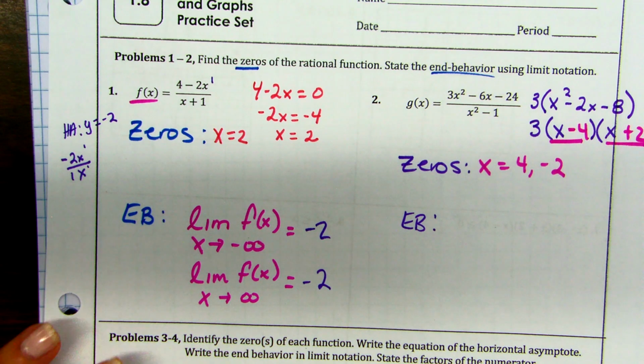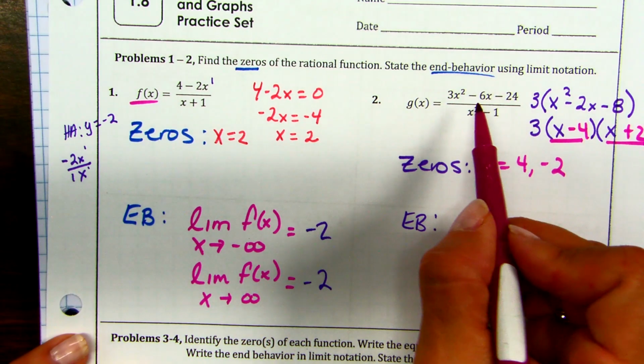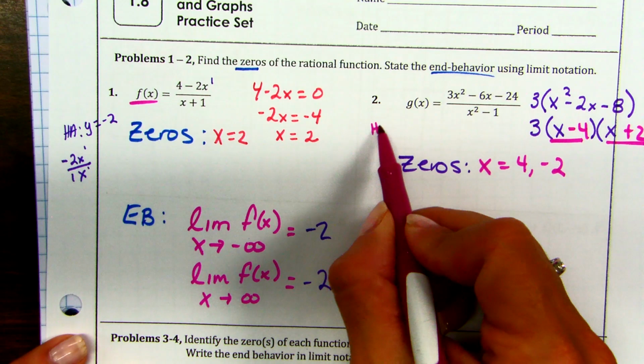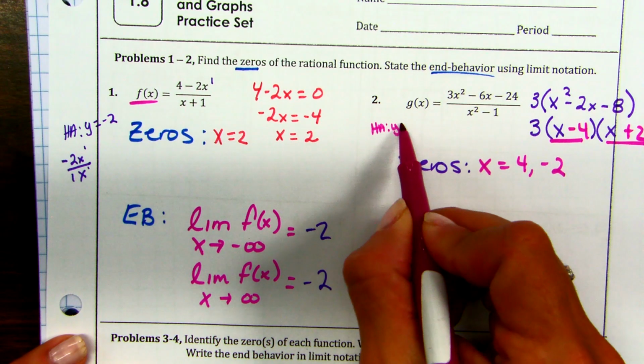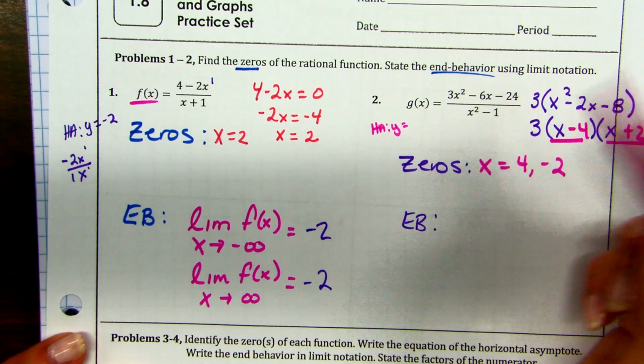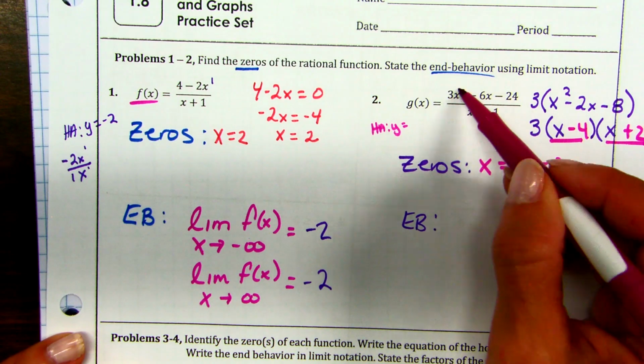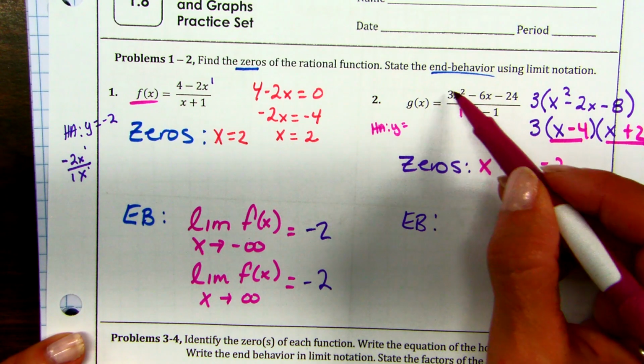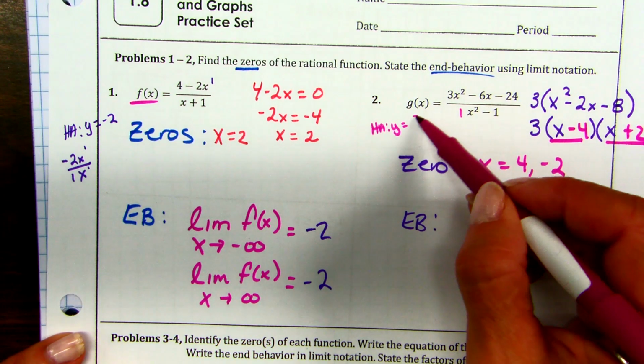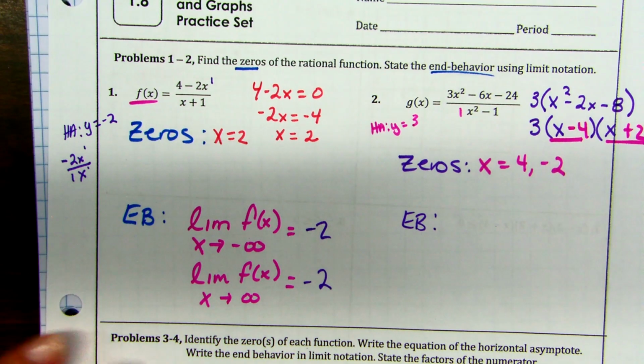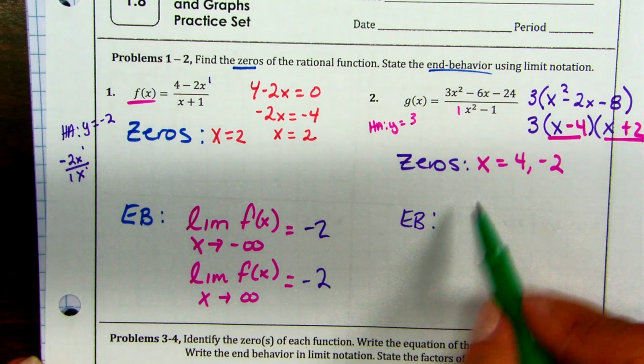Okay? End behavior is going to come from our HA. It didn't ask for the HA, but it's easy to find. So degrees are the same, so we look at the leading coefficients. 3/1 would be 3. So we know our end behavior is 3 on both sides.